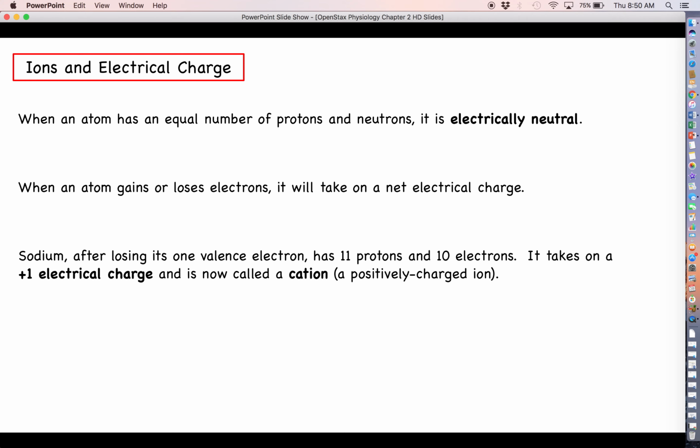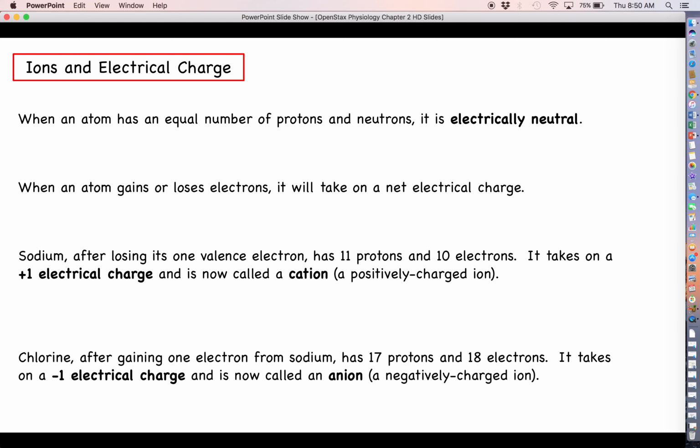and we would now call it a cation, or a positively charged ion. Chlorine, on the other hand, has gained an electron, so now it has 17 protons and 18 electrons. So it takes on a net -1 electrical charge, meaning it is now an anion, or a negatively charged ion.